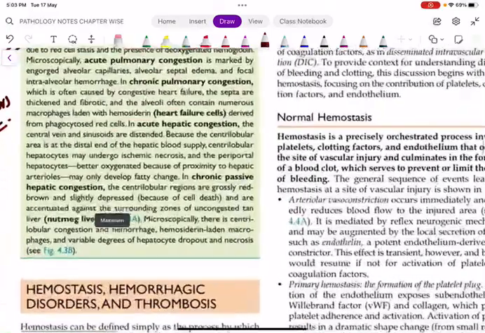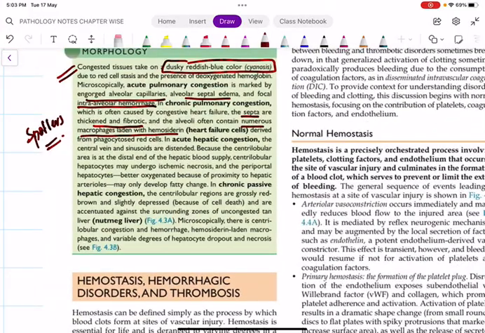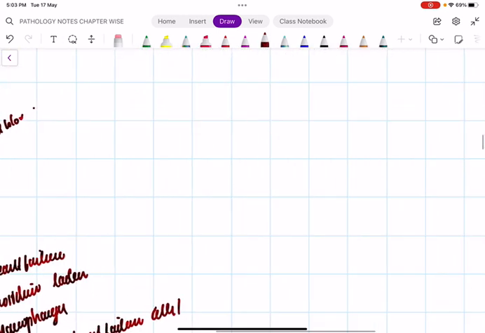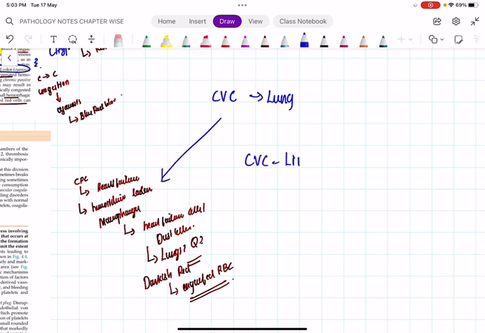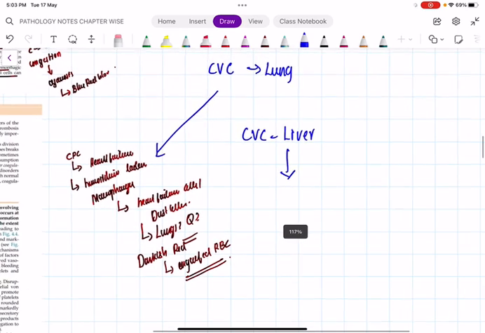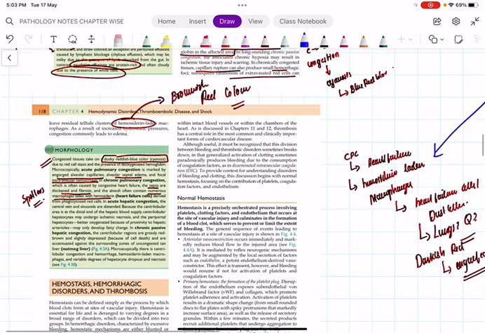Now let us see what happens in hepatic congestion, that is chronic venous congestion. These are the two conditions, children, I am writing here. One is chronic venous congestion, that is CVC, lung, which I have explained here. And next is CVC liver. I am going to explain it. So what happens in CVC liver?